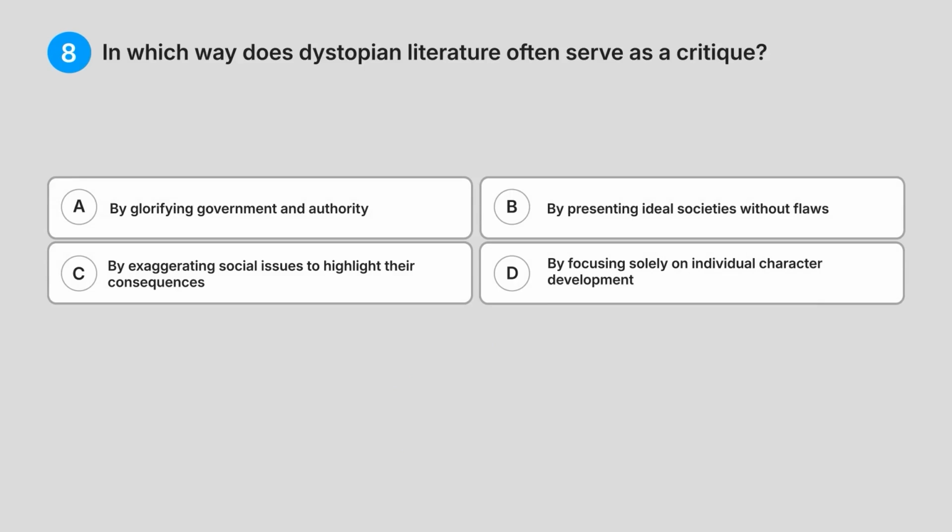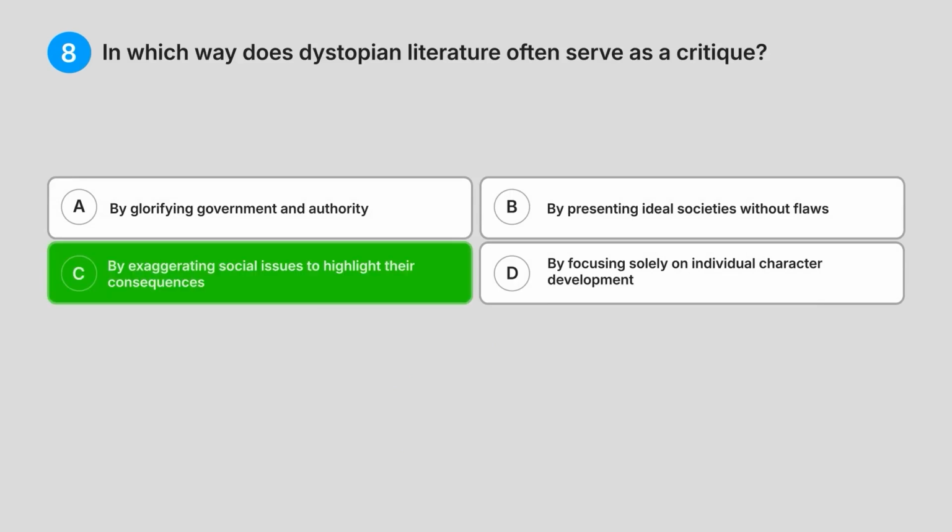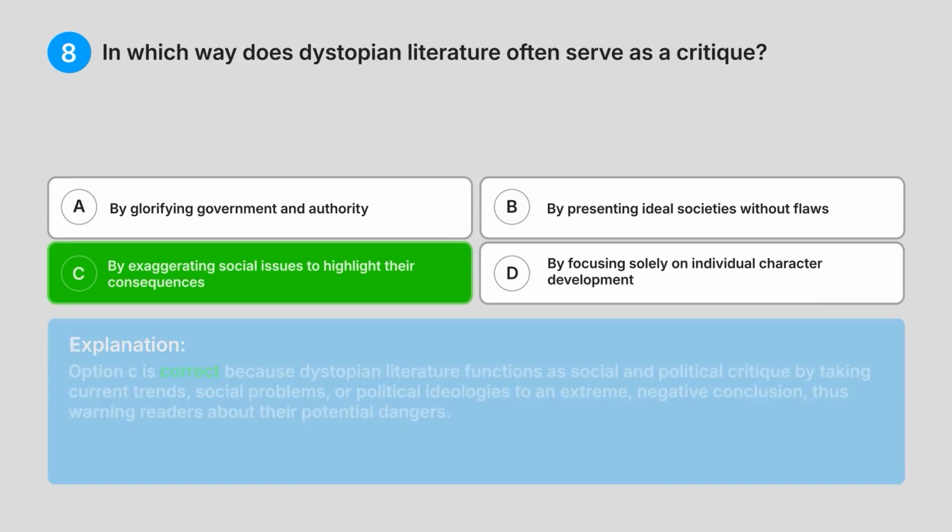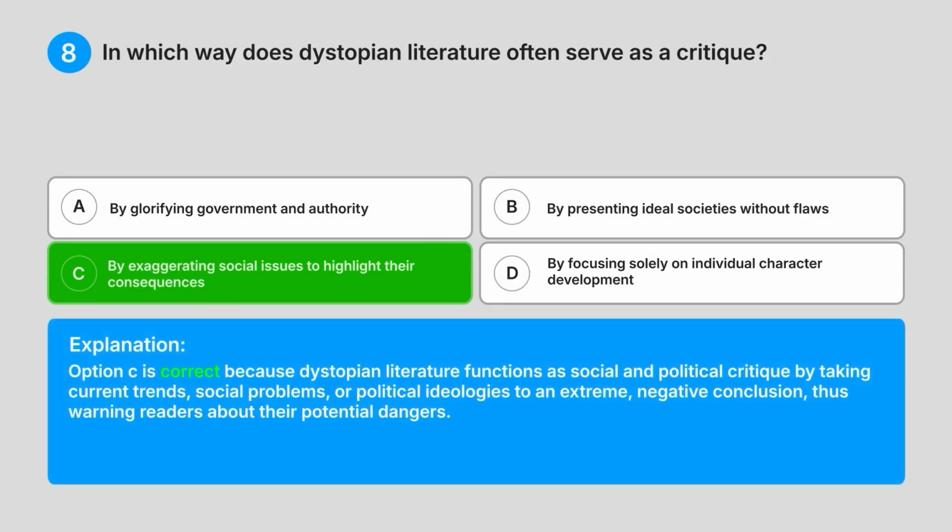Correct answer, C. By exaggerating social issues to highlight their consequences. Explanation: Option C is correct, because dystopian literature functions as social and political critique by taking current trends, social problems, or political ideologies to an extreme negative conclusion, thus warning readers about their potential dangers.